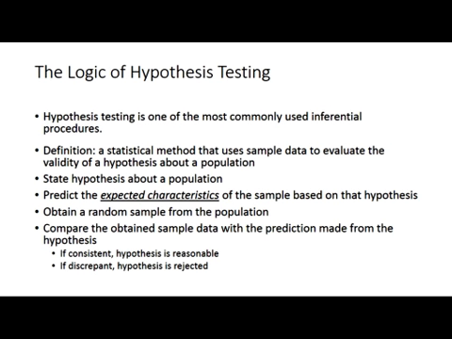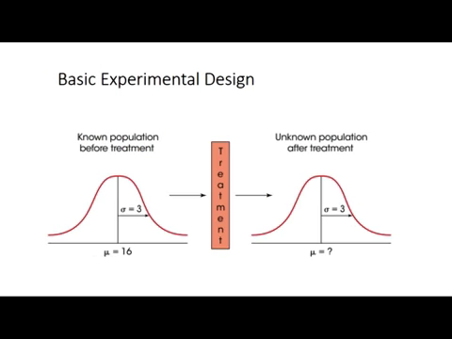What we do is we state the hypothesis about our population, what we believe is going to happen, and then we predict expected characteristics of the sample based on that hypothesis. Then we obtain a random sample from the population and compare the obtained sample data with the prediction made about the hypothesis. If it's consistent, the hypothesis is reasonable. If it's discrepant, then the hypothesis is rejected.